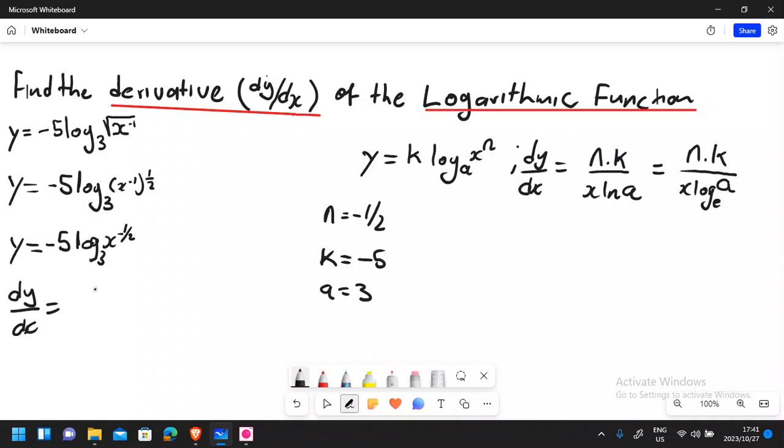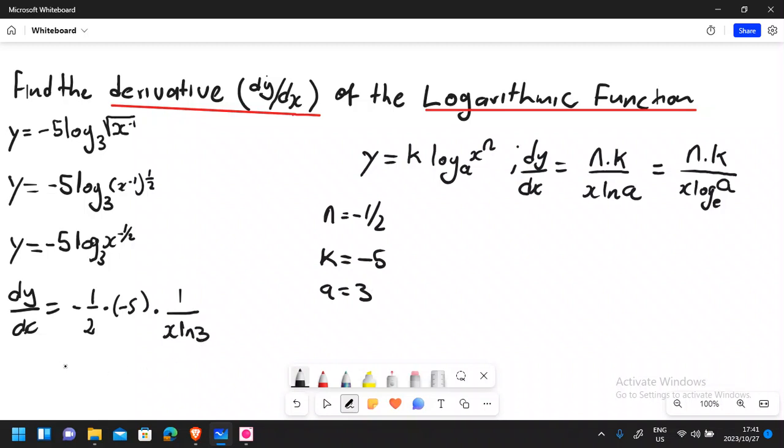Let's look at our equation here. On the right, we have n. What is n in this case? It's -1/2, multiplied by k, which is -5, and then multiplied by the derivative of a basic log. We know that it's going to be 1 over x natural log, and then the base, which is 3.